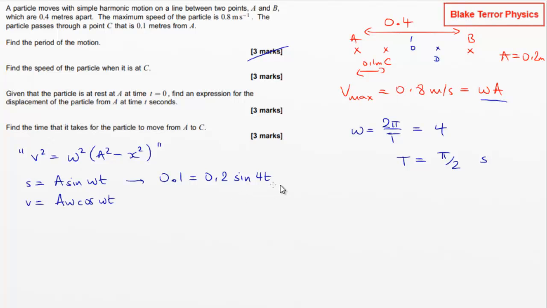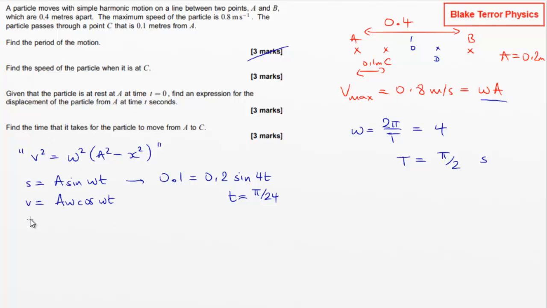So 4t is going to have to be pi by 6. So we've got that t is pi by 24. That is going to be a time that we've passed through the point C or D, whichever one we're looking at. It doesn't really matter which one we're going for.